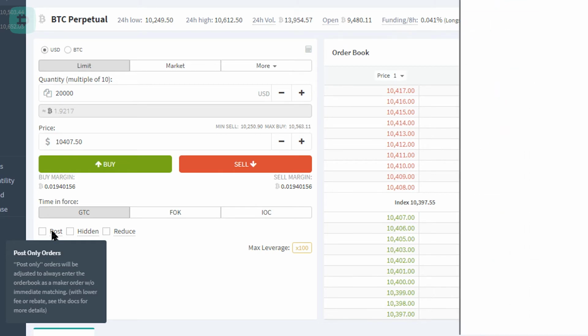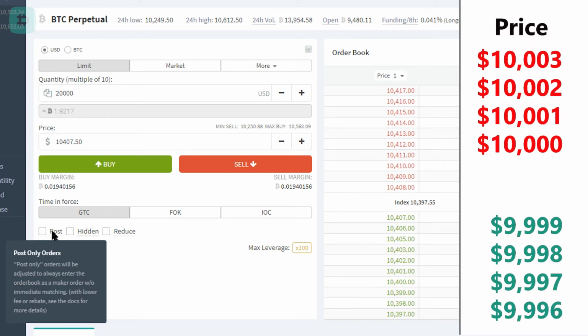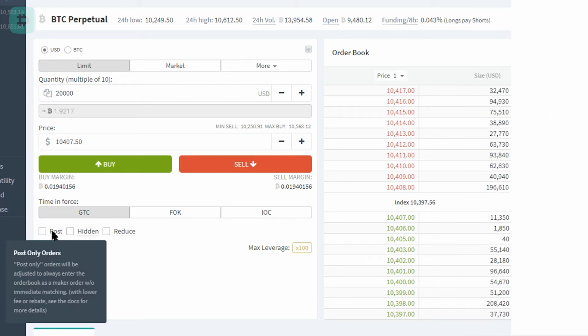For example, if the best ask is at $10,000 and you place a limit buy at $11,000 with post only selected, the order will be placed at $9,999.5, so it will not execute immediately and become the best bid price.